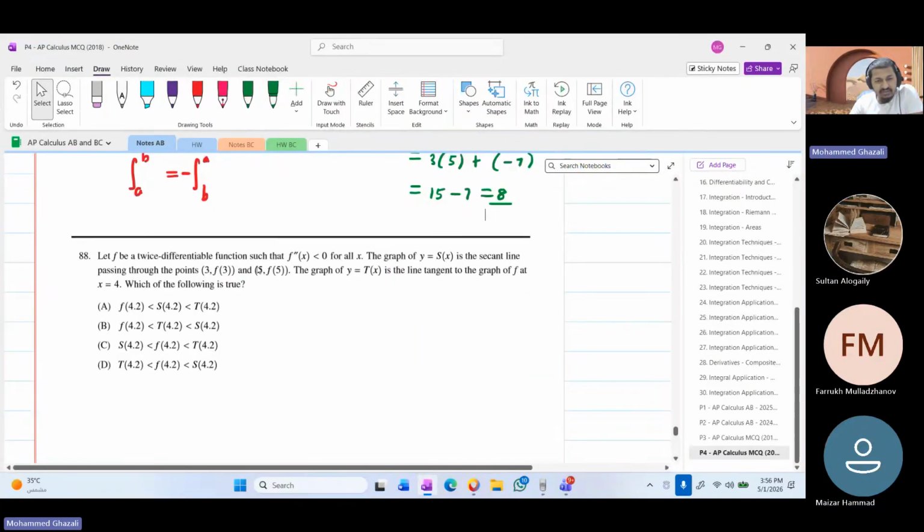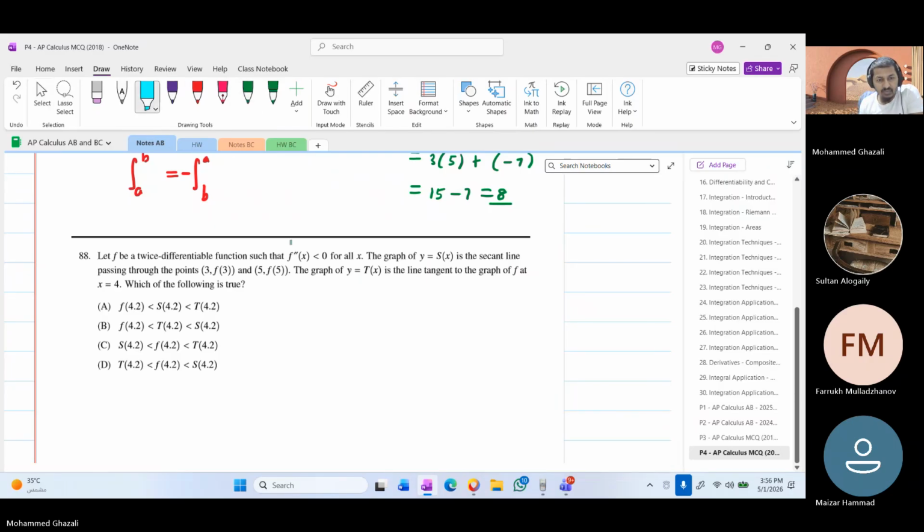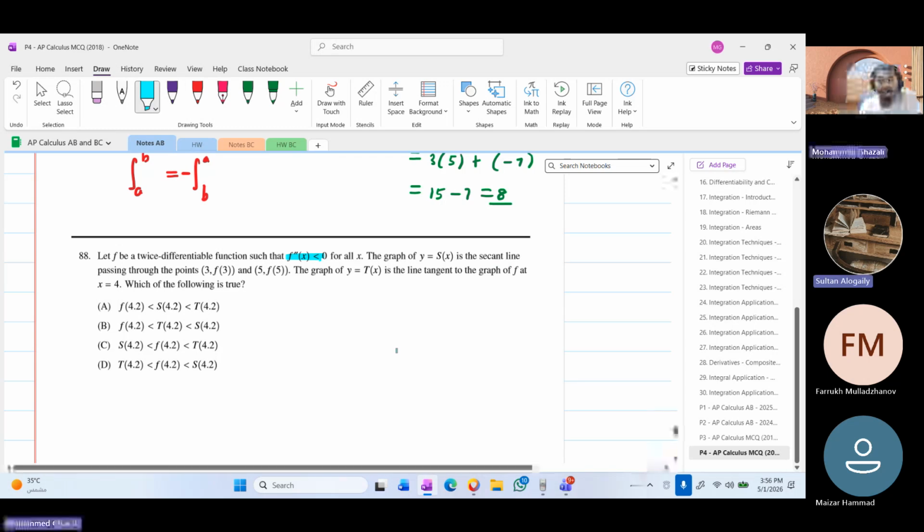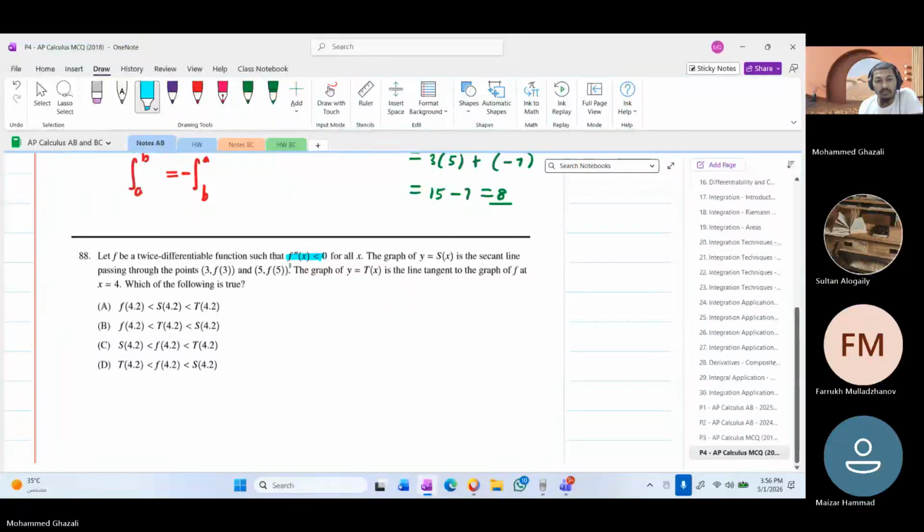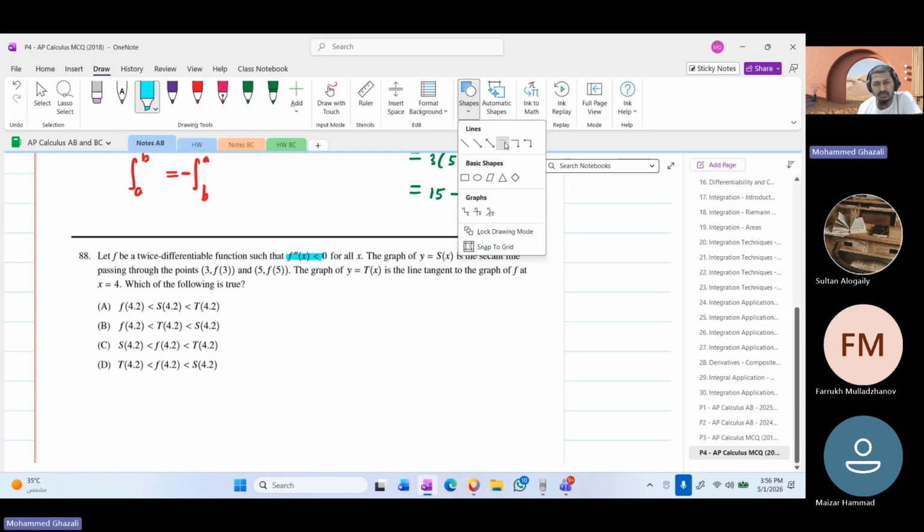Let f be a twice differentiable function such that f double prime of x is less than 0. They're telling us that f double prime of x is less than 0. In other words, it's concave down, so f prime of x is decreasing. So the function f is concave down. Let me draw a concave down function for you, so you can understand this better.